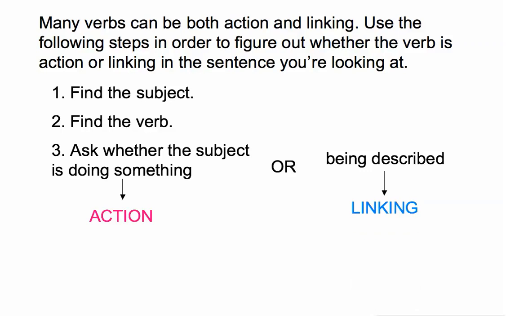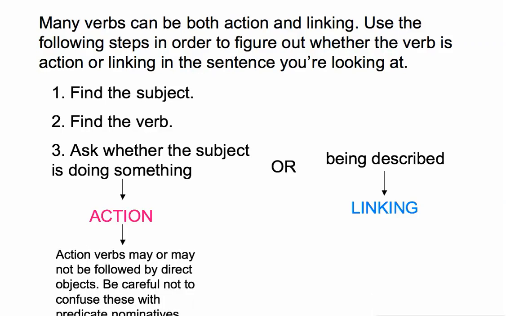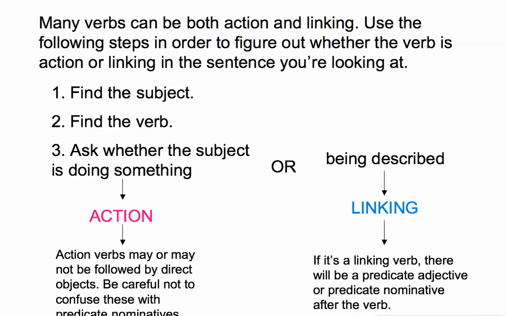Once you are pretty confident that you have an action verb or a linking verb, next, you can think about what comes after. Action verbs may or may not be followed by direct objects. Be careful not to confuse these with predicate nominatives. Linking verbs, however, will be followed by a subject complement. This will be your predicate adjective or your predicate nominative. If you think it's a linking verb, you have to be able to find the predicate adjective or the predicate nominative.